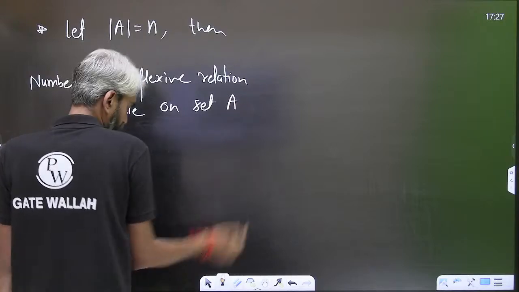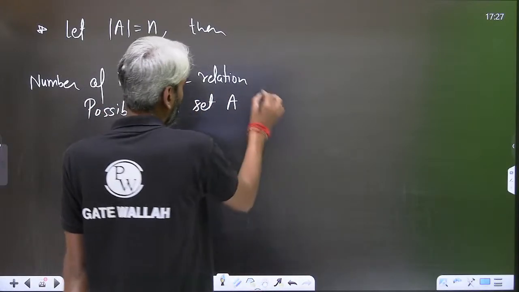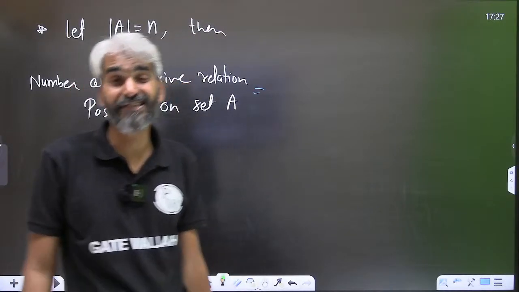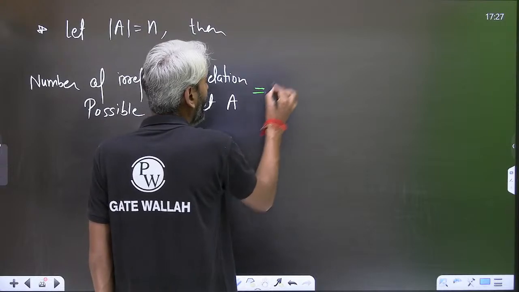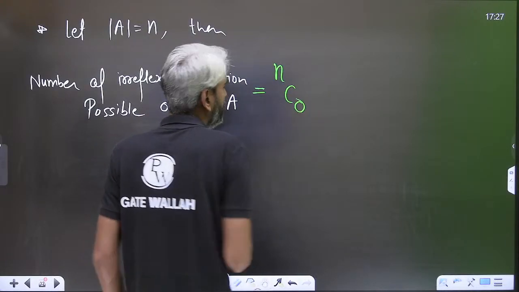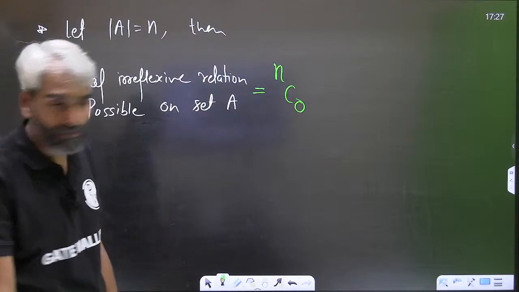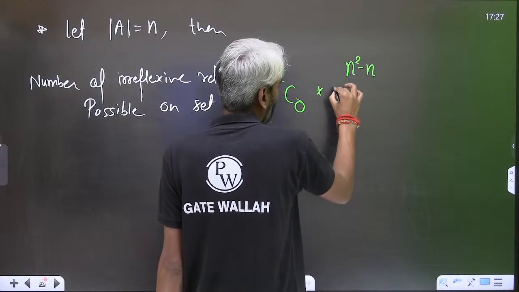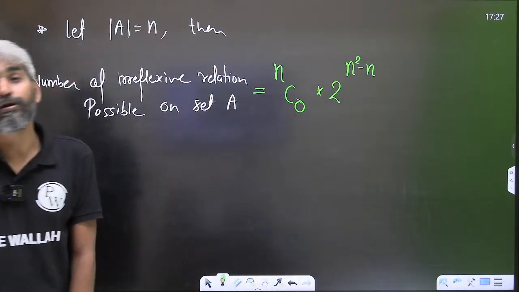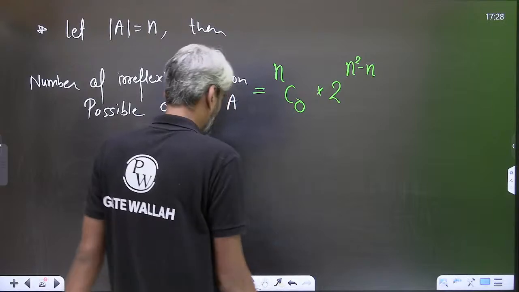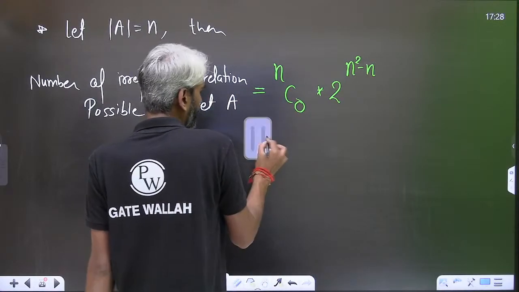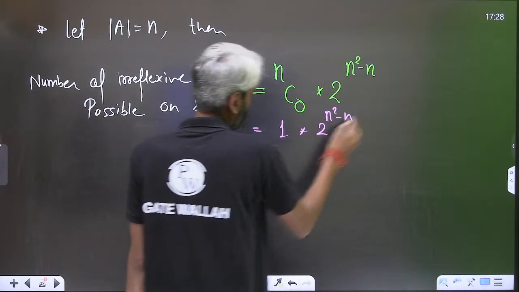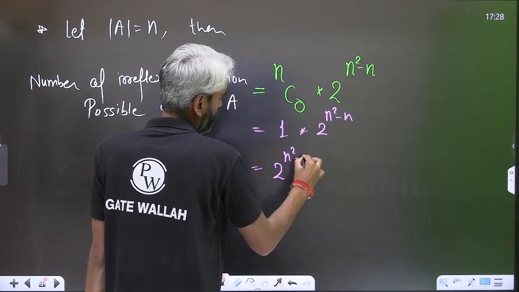Come on, I hope that if you have understood the definition of irreflexive relation and how we counted the number of reflexive relations, you know the answer for this as well. Sir, out of n diagonal ordered pairs, none of them should be chosen. That is, choose 0 out of n diagonal ordered pairs, and for the n square minus n non-diagonal ordered pairs, each one will have two choices. So in 1 way we can choose the diagonal pairs, and 2 raised to the power n square minus n for the rest. The final answer will be 2 raised to the power n square minus n.